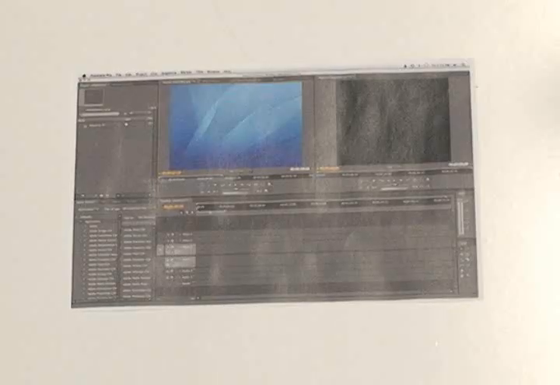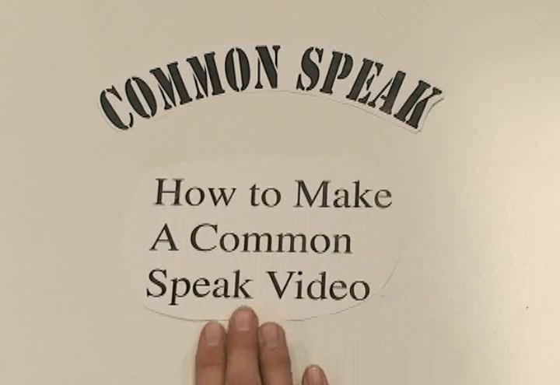Step 5. Now that you have finished editing your video, it is ready to be produced. Save your work, then go to File, Export to export your video. You are now ready to show your video to your audience.